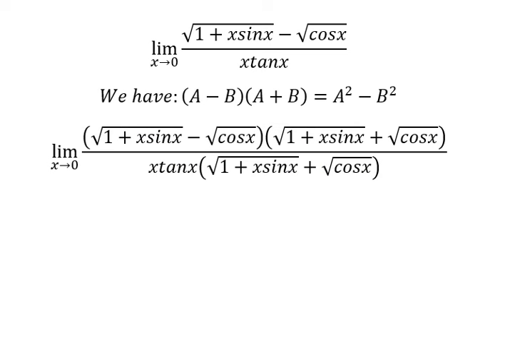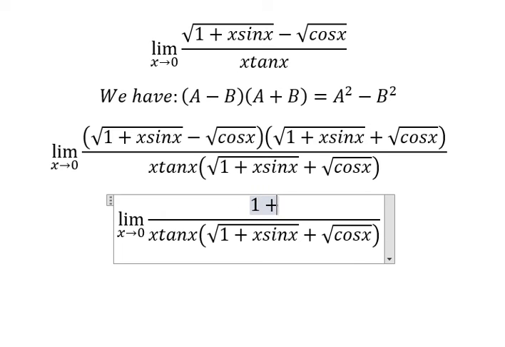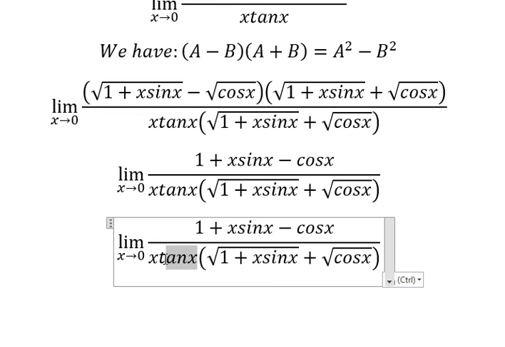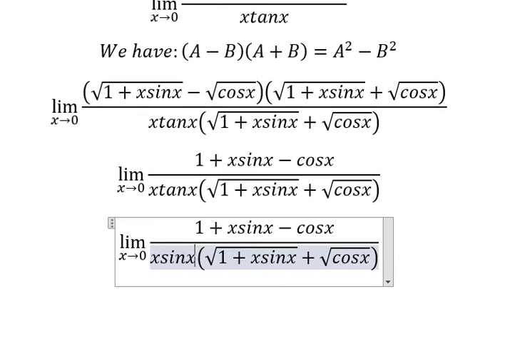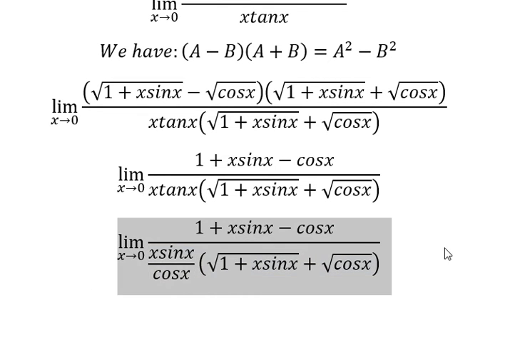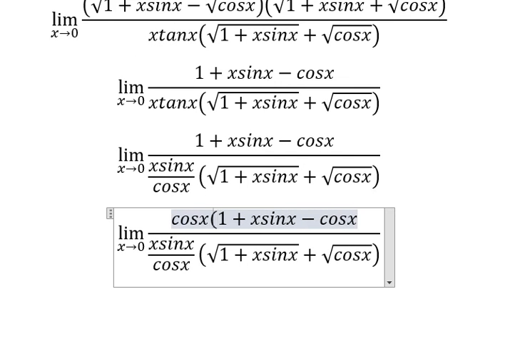So if we simplify it, we have like this. Next, tan x, that is sine x over cosine x. And now I will put cosine x on here.